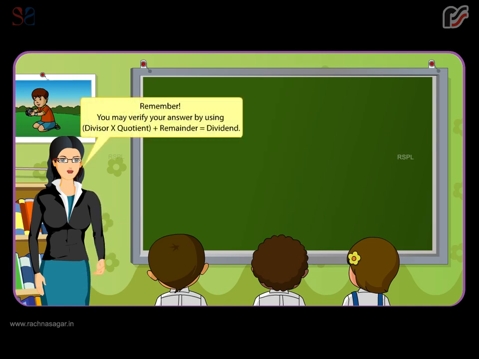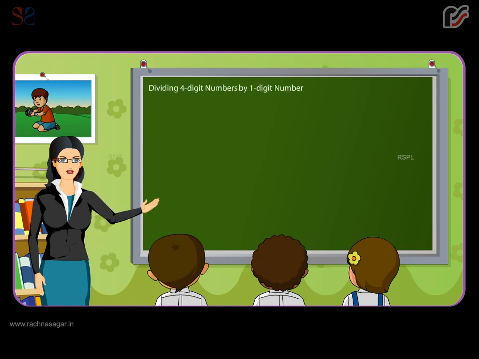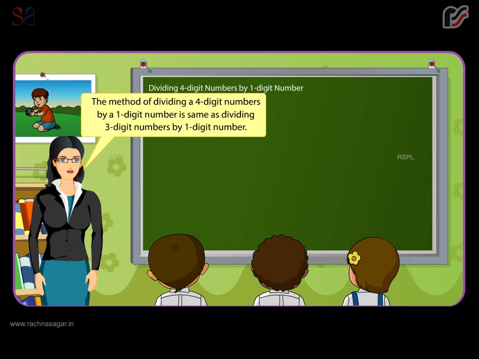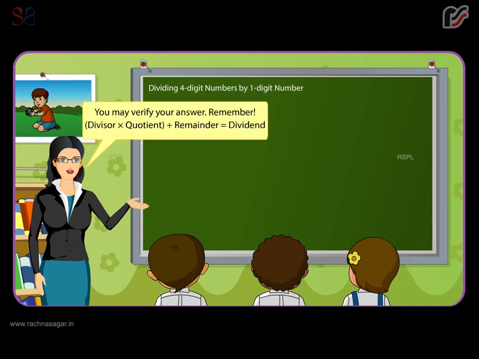Remember, you may verify your answer by using divisor into quotient plus remainder is equal to dividend. Dividing four-digit numbers by one-digit number. The method of dividing a four-digit number by a one-digit number is same as dividing three-digit numbers by one-digit number. You may verify your answer. Remember, divisor into quotient plus remainder is equal to dividend.